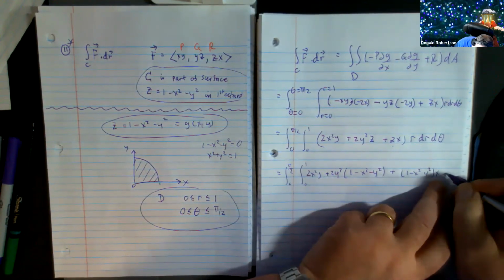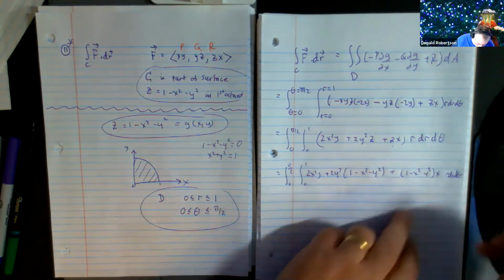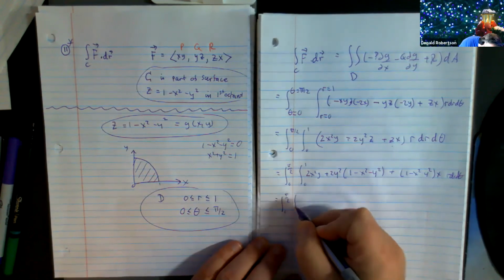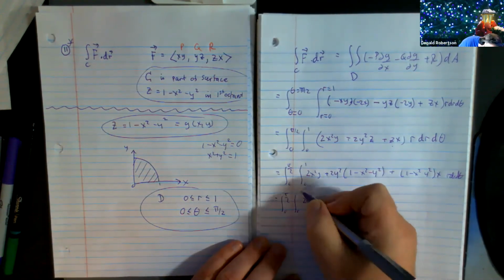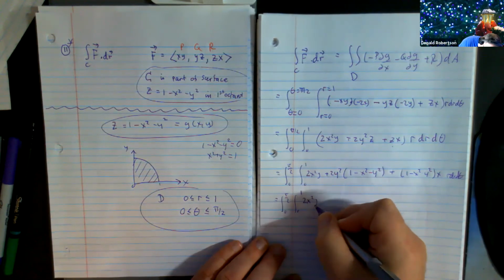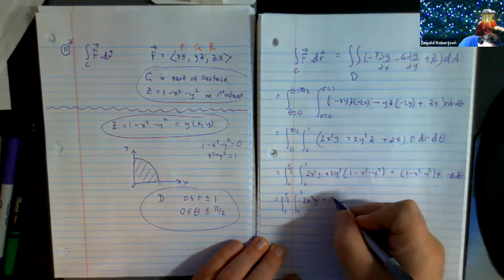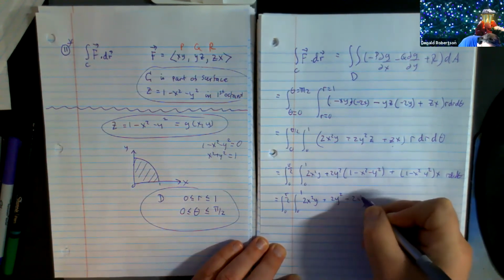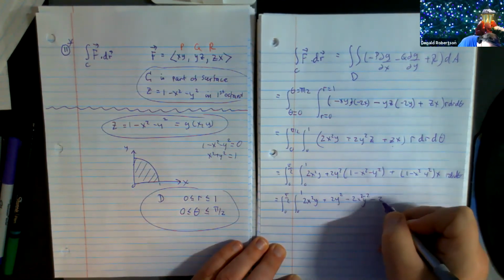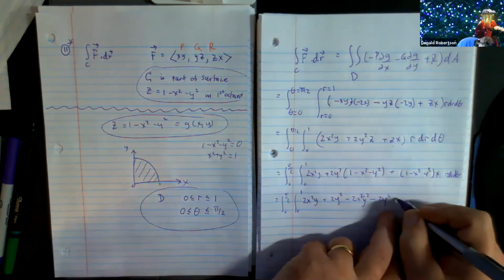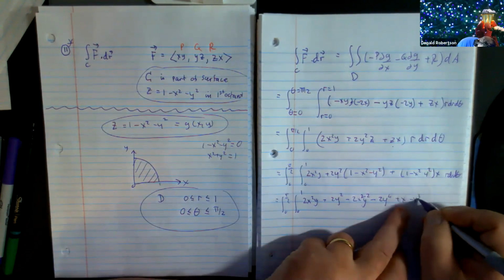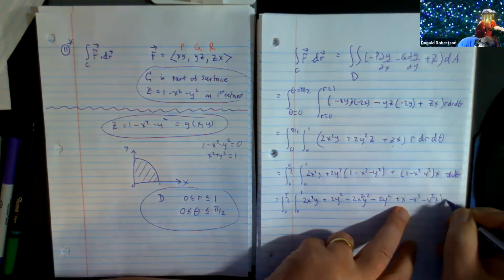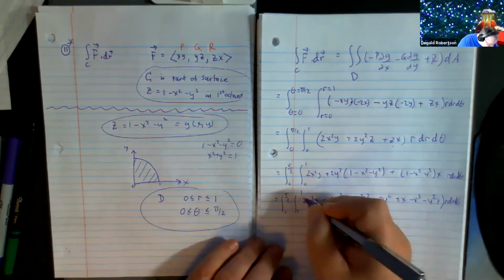Or dr d theta, depending. So I have a 2x squared y, 2y squared minus 2x squared y squared, minus 2y to the 4, plus an x, take away an x cubed, take away a y squared x, or dr d theta.